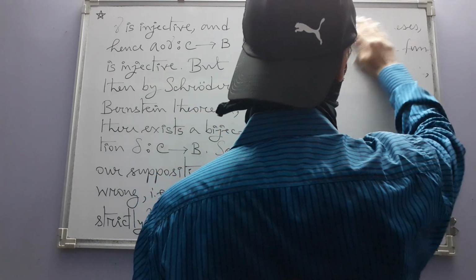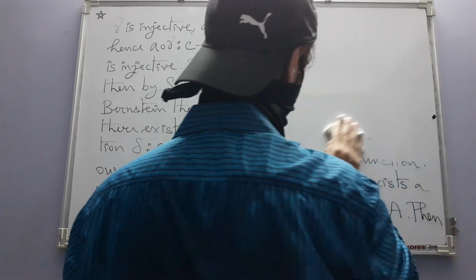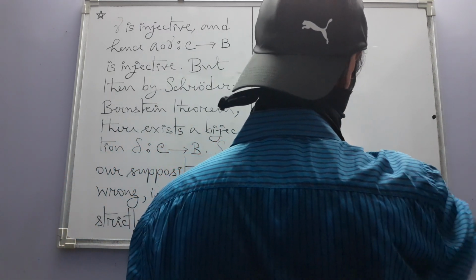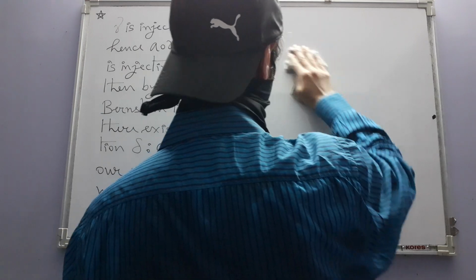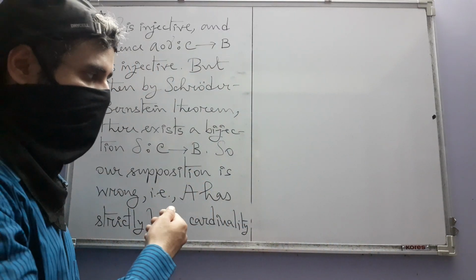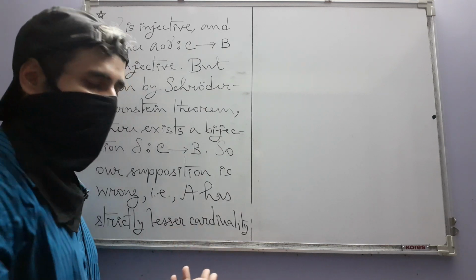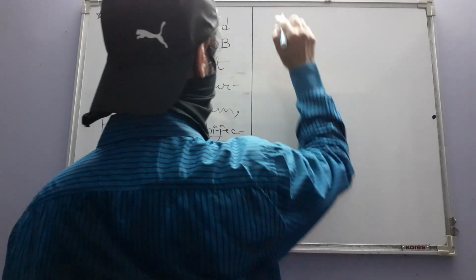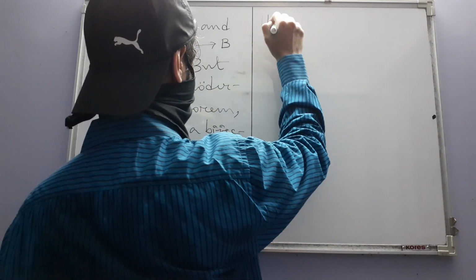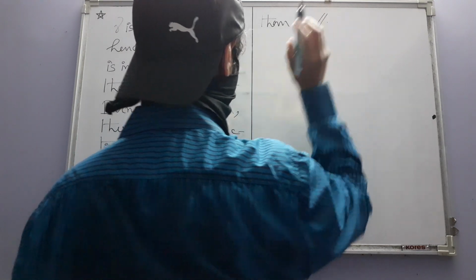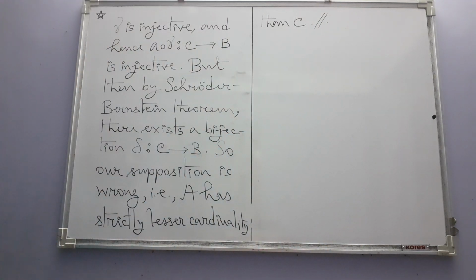So you can see that in these last few exercises, we are really not doing anything. Doing anything means we are really not using any construction or doing something new, but we are cleverly using whatever we already know. Then C. So that is the solution, and there is one more, so let's just finish it.